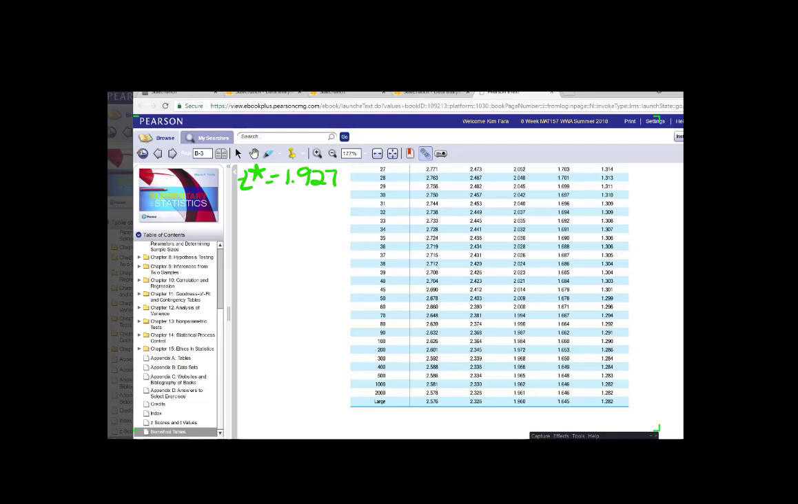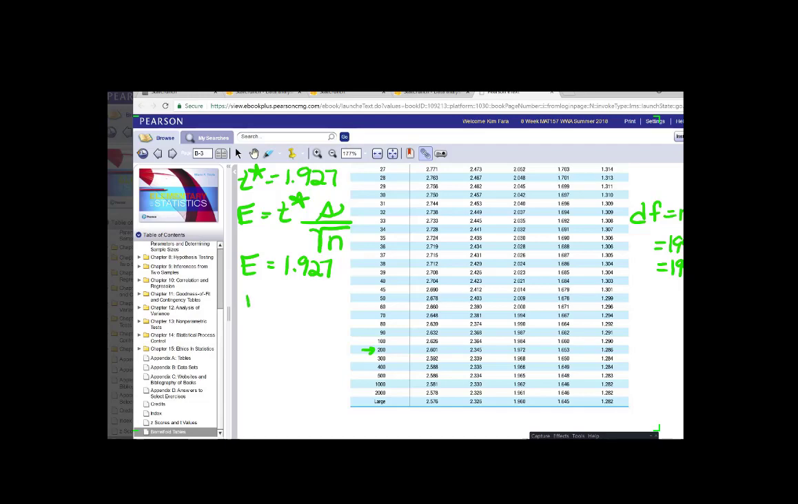So I can calculate my error using the formula that we had. So our error will be my critical T times my sample standard deviation divided by the square root of the number in the sample. So that error is going to be 1.927. Now what I did was, remember my degrees of freedom is n minus 1, but my n was 195. So my degrees of freedom would be 194. I don't have that on the table, so I go to the next closest number, and that's why I went to line 200.